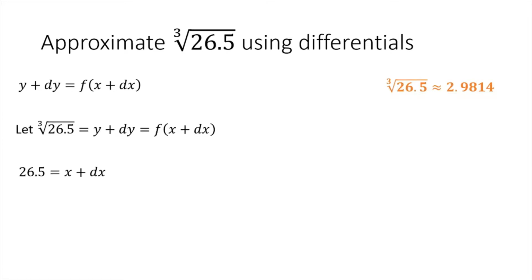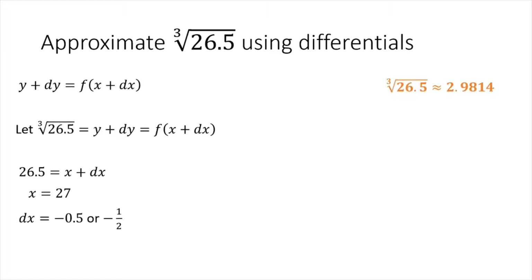This time, the operation involved is cube root, taking the cube root of a number. So x should be a perfect cube, right? So that we can easily take its cube root. And it should be the nearest perfect cube to 26.5. The nearest perfect cube to 26.5 is 27. Cube root of 27 is 3. Therefore, we can let x be 27. To get 26.5, dx should be negative 0.5, or negative 1/2.